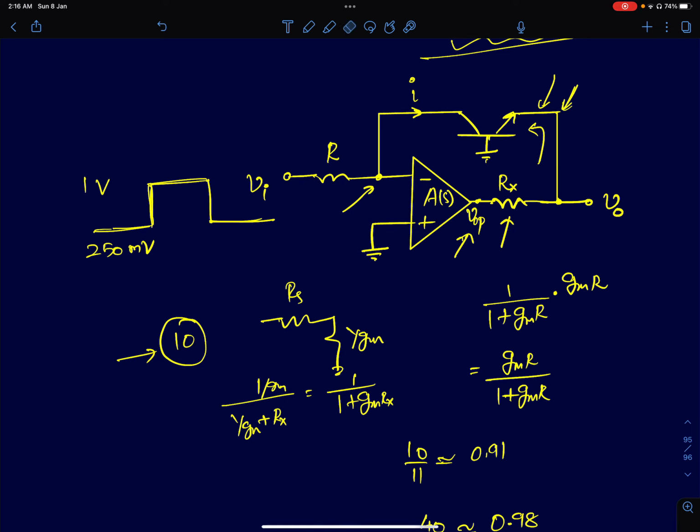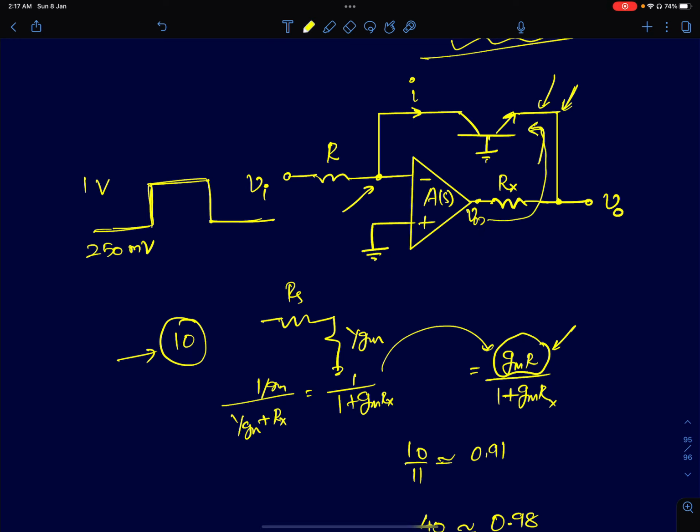So what I'll get here is an expression that looks something like this. GM times R is the beta here. That gets multiplied by 1 by 1 plus GM Rx. So by adding this resistor, I'm introducing a potential voltage division in this path. I'm tapping this output at the emitter terminal. The reason I'm doing this is that the logarithmic function should not be disturbed. Everything remains the same. It's just like adding a finite output impedance at the op amp.